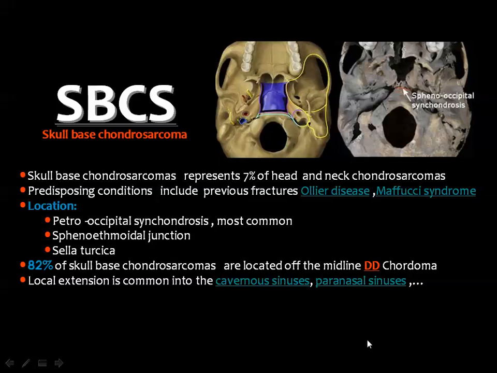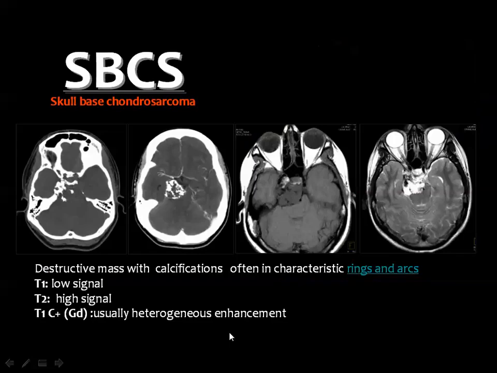Most of the skull-base chondrosarcomas are located off the midline, and this may help in the differential diagnosis of this tumor from chordoma, which is usually present in the midline. And the tumor will contain matrix calcification, and this is one of the diagnostic criteria. And the second diagnostic criterion is the presence of very bright signal of the tumor in the T2 weighted image approaching the signal of fluid.